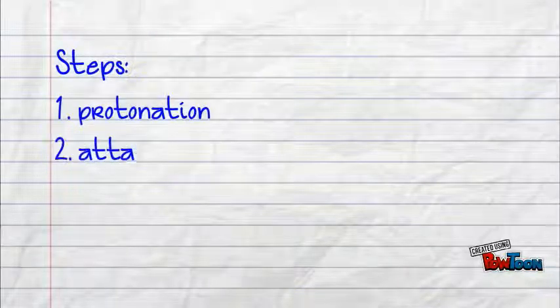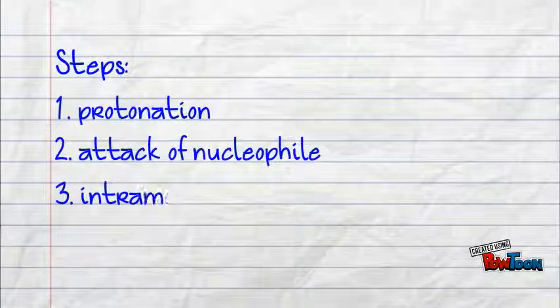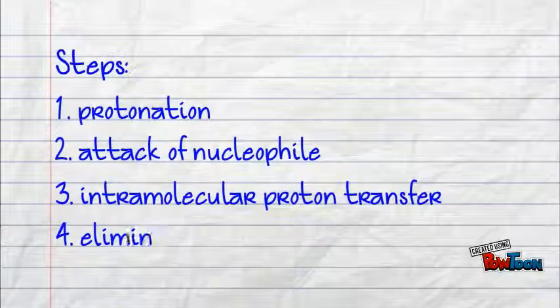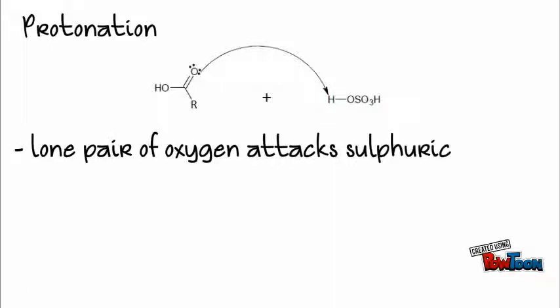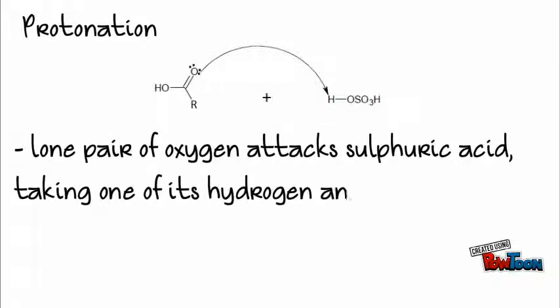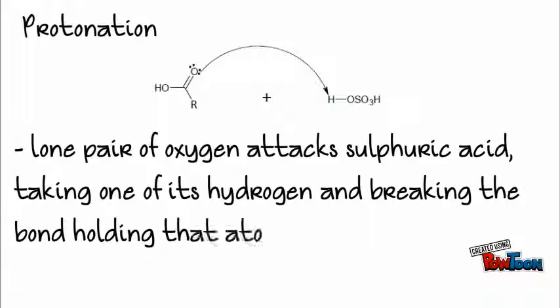A Fischer esterification occurs in a series of steps including protonation, attack of the nucleophile, intramolecular proton transfer and elimination. When sulfuric acid is present, the sp2 oxygen on the carboxylic acid attacks the acid, taking one of its hydrogens and breaking the bond holding that atom to the molecule.